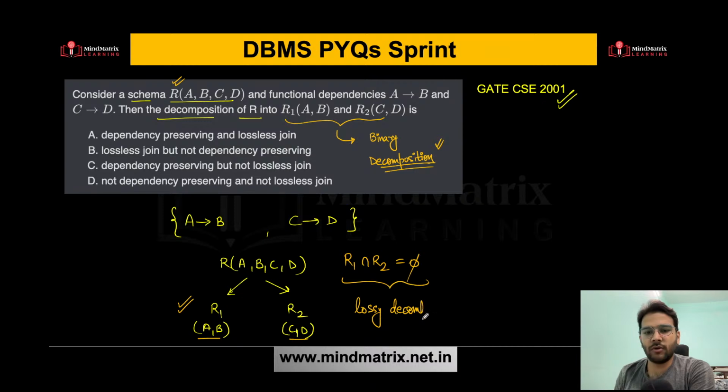Is this clear to all of you so far? Do you have any doubt? This is a lossy decomposition, or you can say not a lossless join. Is this clear? Lossy decomposition, or you can say not lossless.